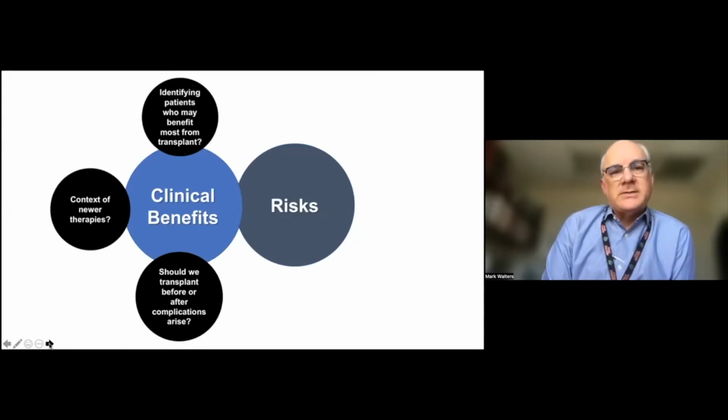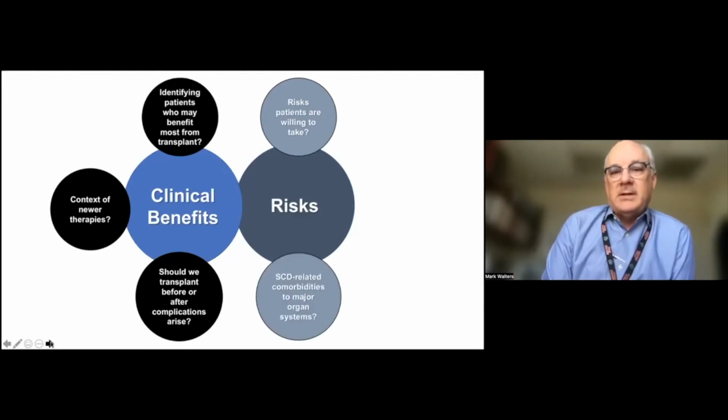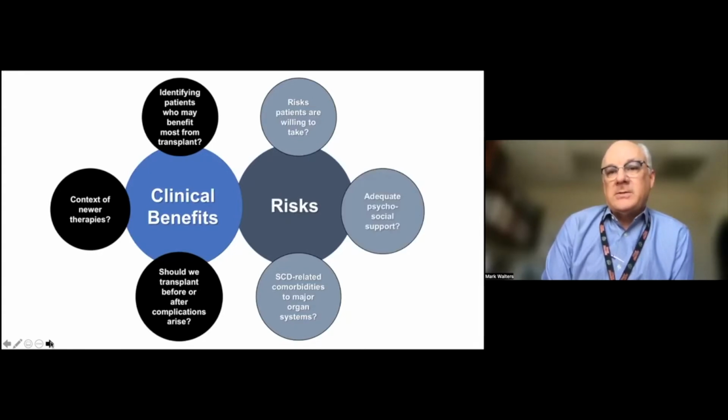And how do we consider a curative therapy in terms of its clinical benefit in the context of now having newer supportive disease-modifying therapies available that are recently FDA approved? The risk assessment is personalized. What risks is a particular individual willing to accept, and how do the sickle cell disease-related comorbidities, that is existing organ damage, affect whether or not a particular risk will occur? And then is there adequate psychosocial support, which is also a key component to making a decision about whether to offer and whether to pursue curative therapy.